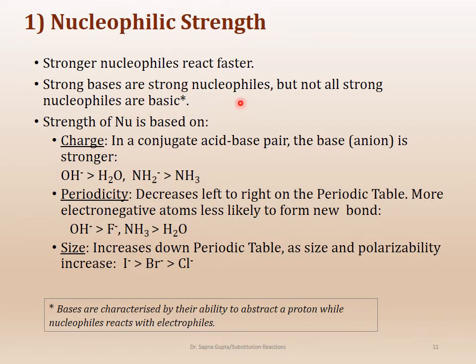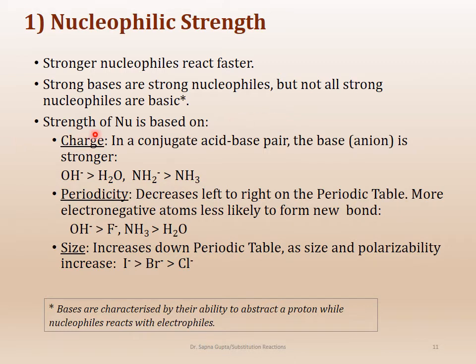I will also give you a chart in class which will help you classify these things into nucleophiles and bases. There are very few bases. Otherwise, most of them actually can be directly correlated from bases to nucleophiles, except for two or three bases that cannot really act as nucleophiles, and so on.